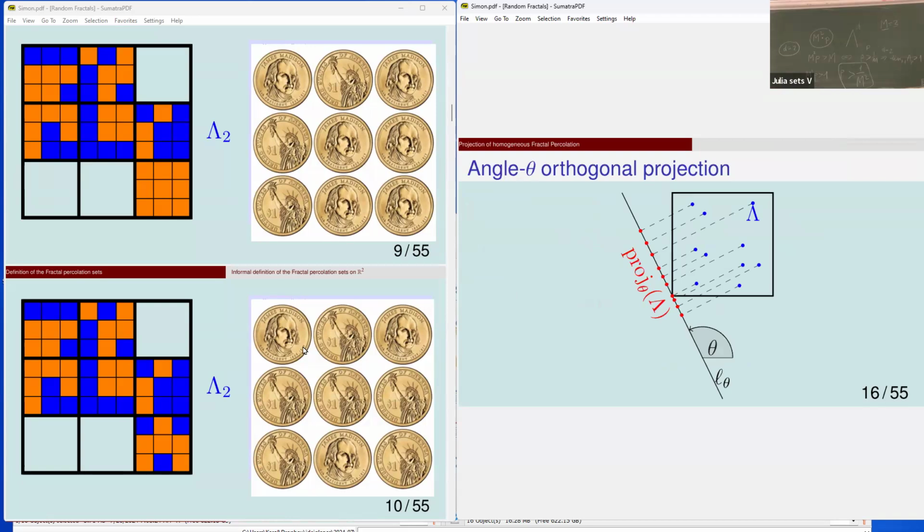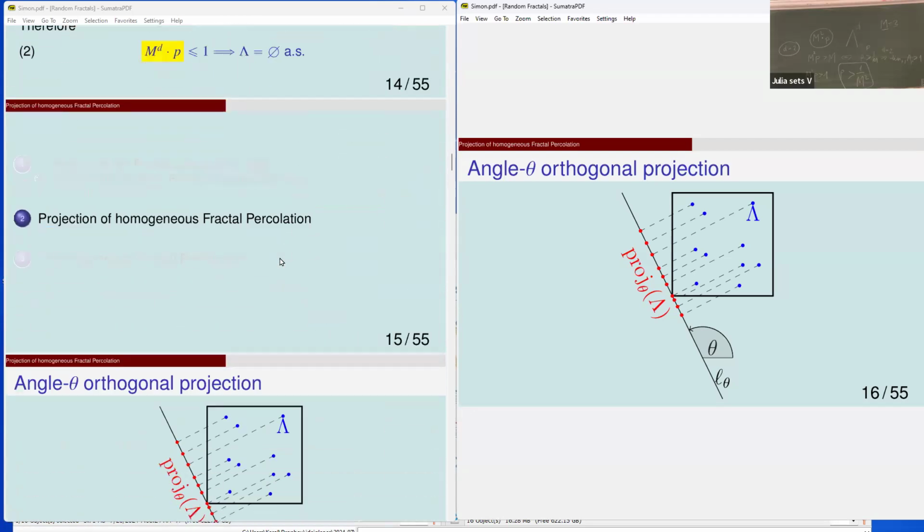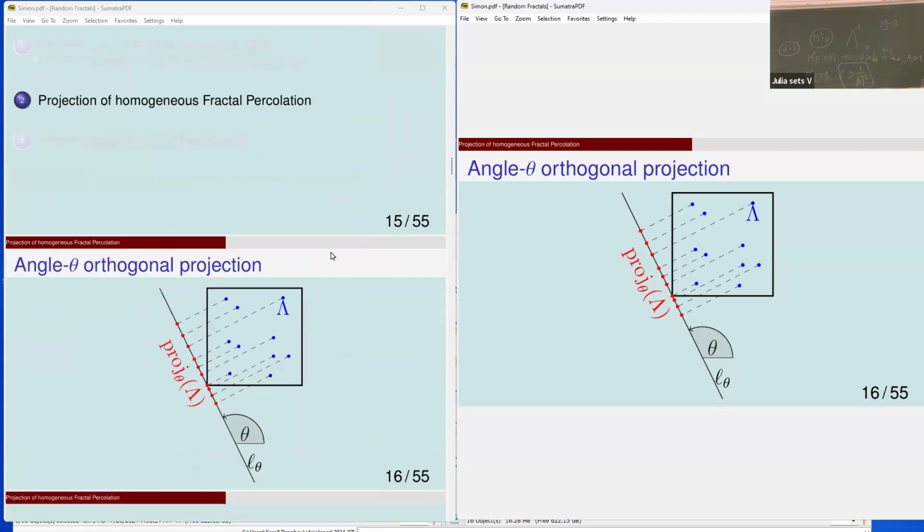Okay. I would like to tell you some older theorems. In order to do that, we will need the notation, the definition of the orthogonal projection. Everybody knows what the orthogonal projection is, but this is the way we denote it. We take an angle theta, and then theta lambda is the orthogonal projection to this line.